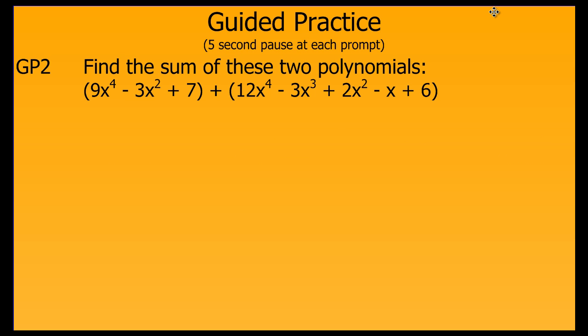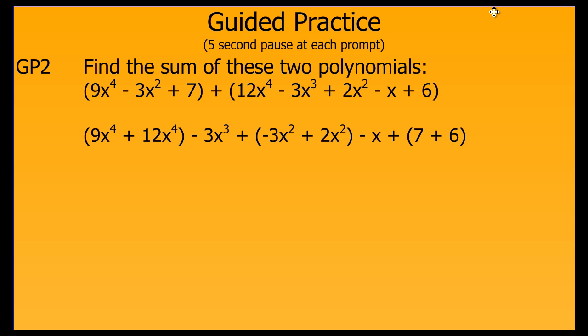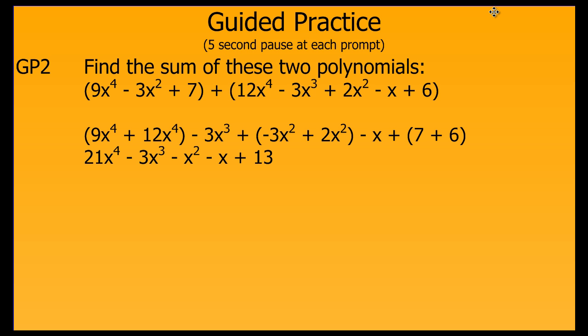Let's try another one. This time we want to find the sum of 2 polynomials. So what do we do first? We group together like terms. Now what? Now we combine together like terms to get our answer.